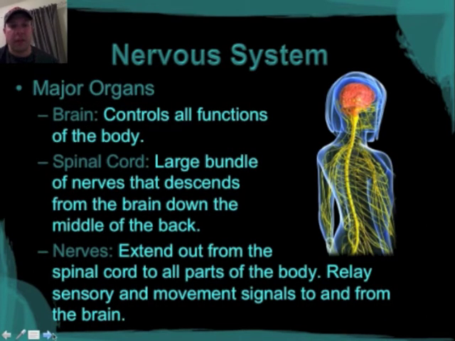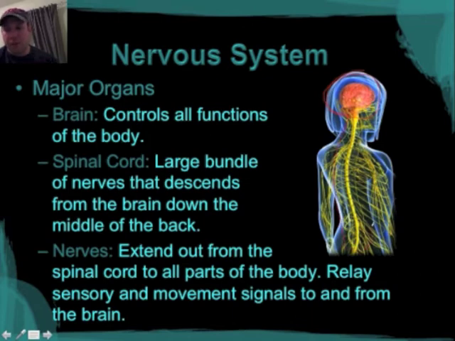Nervous system. Obviously, the primary organ here in the nervous system is the brain. The brain controls everything. The brain controls all systems in your body: movement, function, your heart beating, your lungs breathing. Okay, all those functions are controlled by the brain. Now, your brain has to be able to relay its messages to all parts of the body, and the way it relays its messages is by means of the nerves.